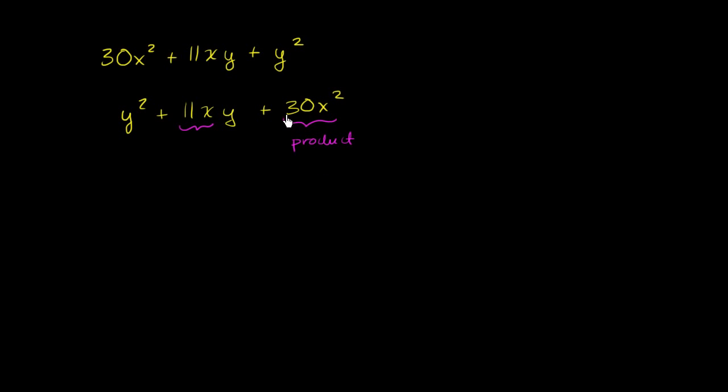So can we find two numbers whose product is 30x squared and whose sum is the coefficient on this y term right here, 11x? Let's think about all of the different possibilities. If we were just thinking about two numbers whose product was 30 and whose sum was 11, we would be thinking of 5 and 6. 5 times 6 is 30. 5 plus 6 is 11. It's some trial and error.